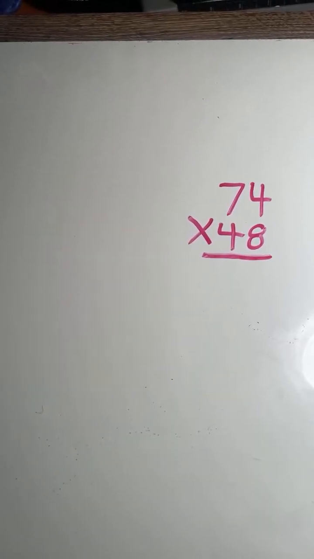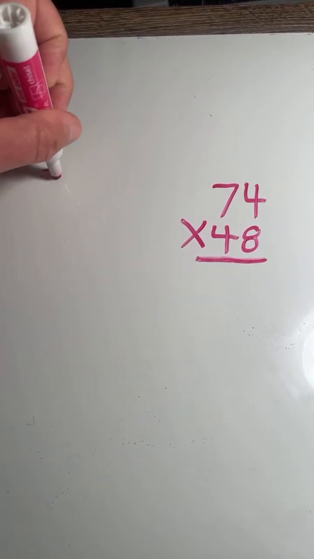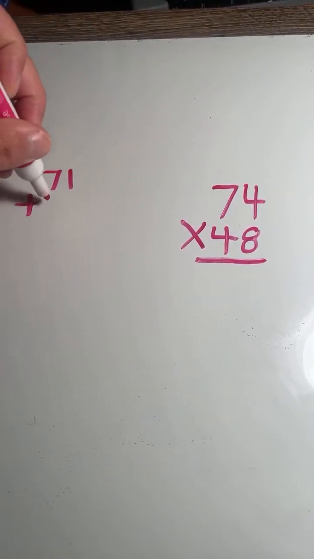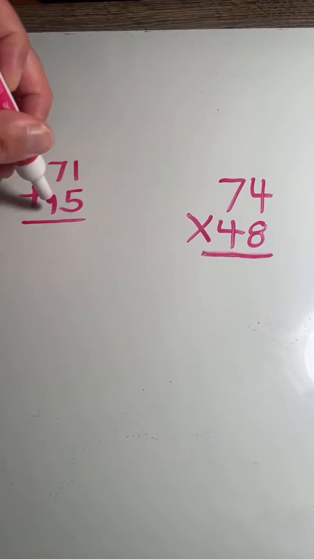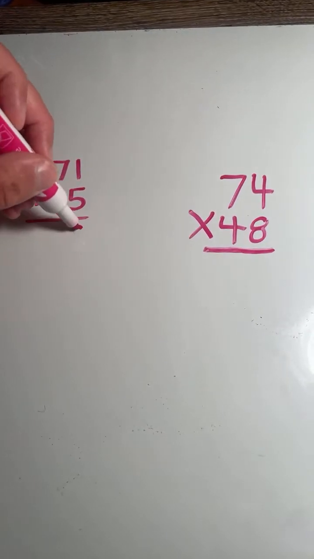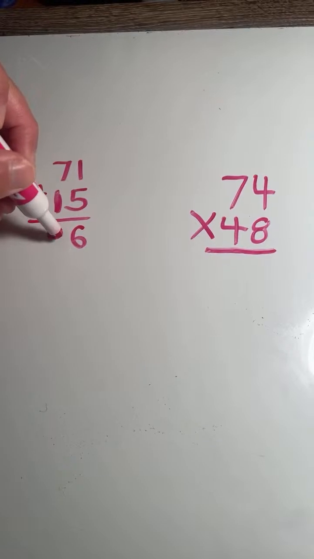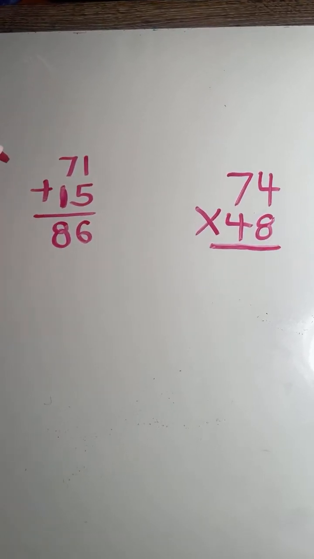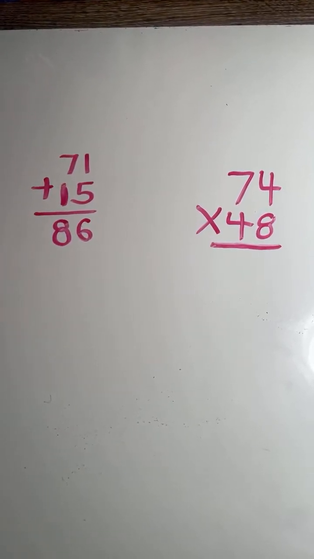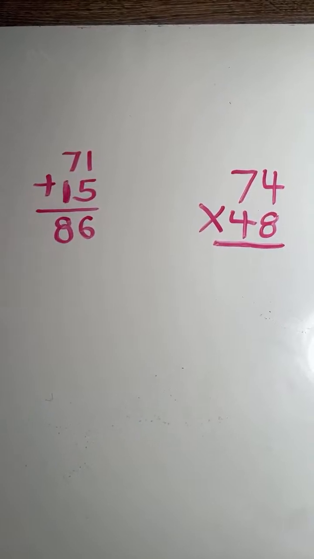All right, next problem. 71 plus 15. 1 plus 5 equals 6. 7 plus 1 equals 8. No need for regrouping there. Anytime our sum is less than 10, we do not need to regroup. So 71 plus 15 equals 86.